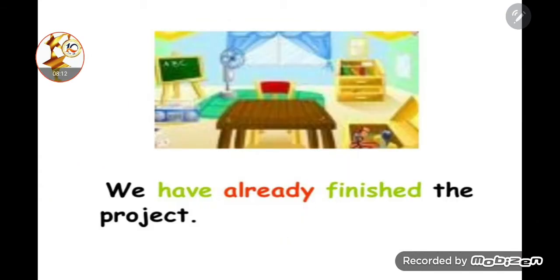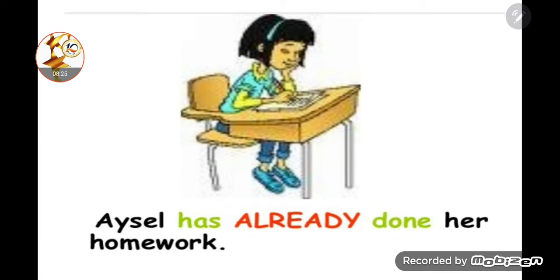We have already finished the project. Notice here that "already" also came in the middle, between the helping verb or auxiliary verb and verb 3. Okay. Aisel has already done her homework. And notice again, we see "has" here is the helping verb, and "done" is verb 3, and "her homework" is the object or complement of the sentence.